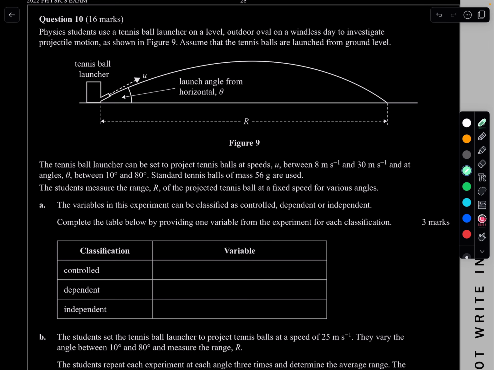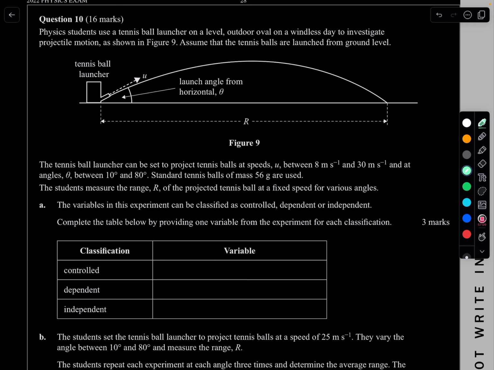Standard tennis balls of mass 56 grams are used. The students measure the range of the projectile at a fixed speed for various angles. The variables in this experiment can be classified as control, dependent, or independent. Complete the table below by providing one variable from the experiment for each classification.